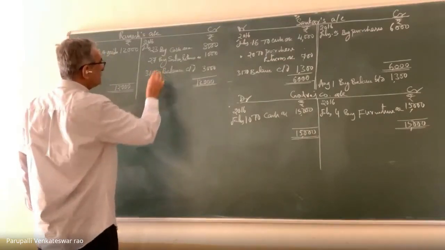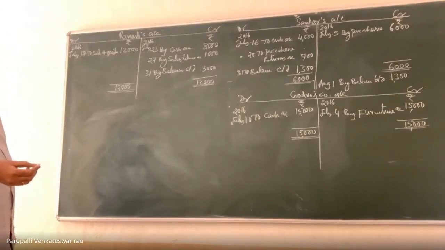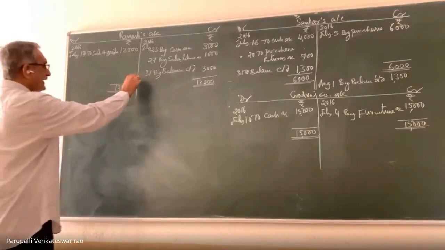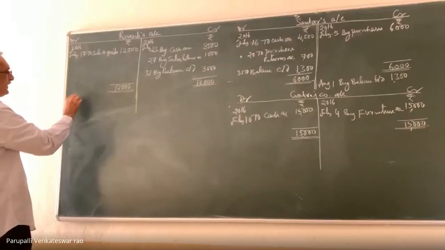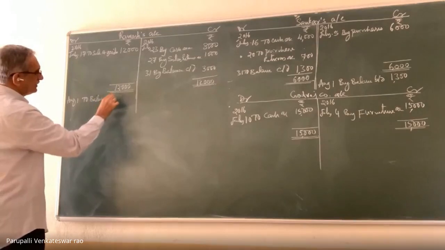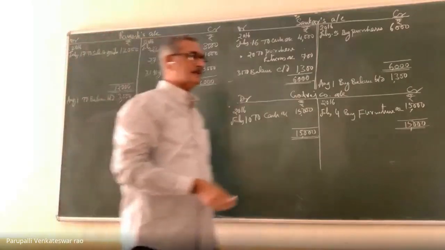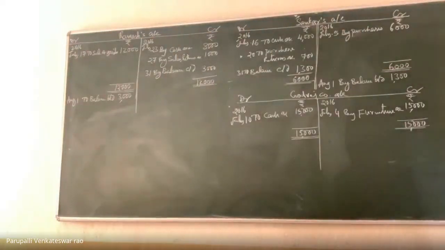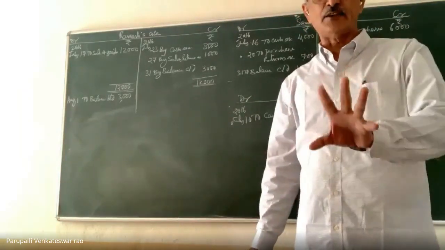We close the accounts. On that day, Ramesh account shows a debit balance of 3,000. That will be carried down to the next month. That is August 1st, to balance brought down 3,000. So Ramesh account is showing what balance? Debit balance 3,000, which means debtor. A debtor's account shows a debit balance, which means receivable.